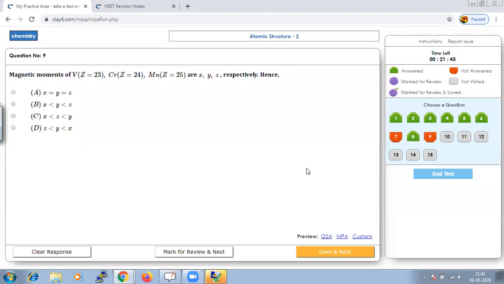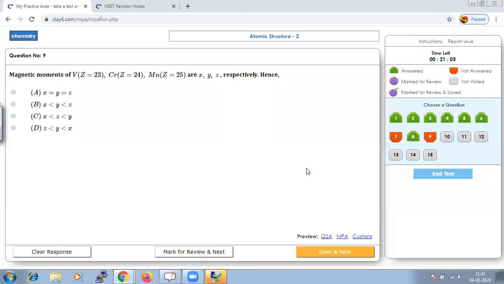Magnetic moment of V, Cr, Mn are X, Y, Z respectively. Hence, we have to say the order, because based on the option, how it is related with each other, we should be able to say that. So when we are saying the magnetic moment, they have asked, hence we should know what is the relation between the magnetic moment and the unpaired electrons.